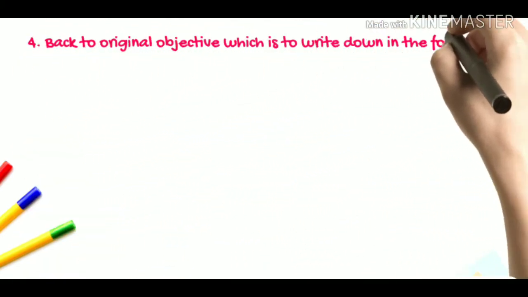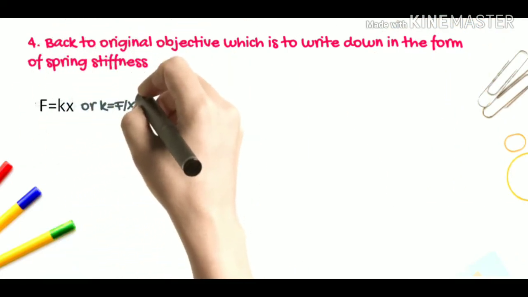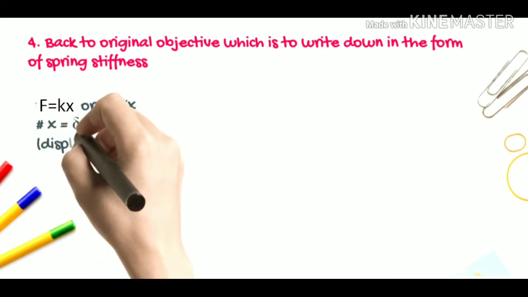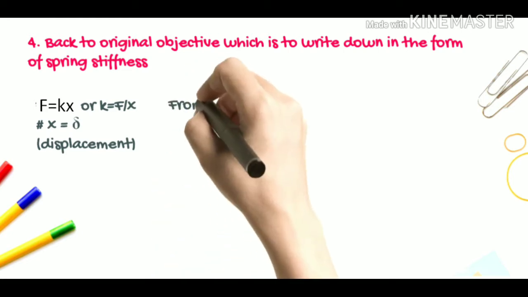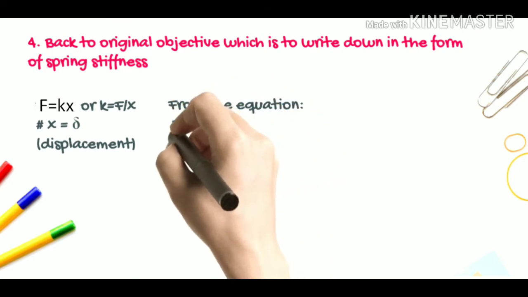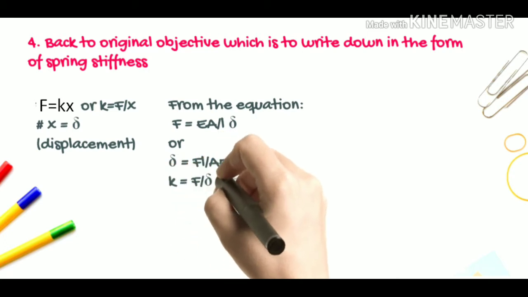Back to the original objective, which is to write it in the form of spring stiffness. F equals Kx, or K equals F over x. From the equation, F equals EA delta over l, or delta equals Fl over AE, which gives us K equals F over delta, equivalent to EA over l.